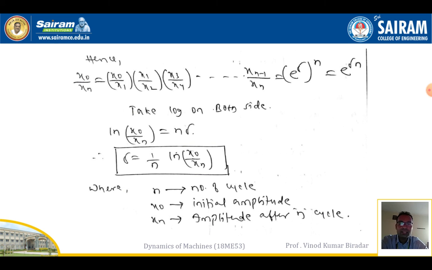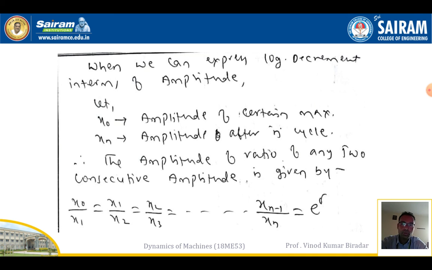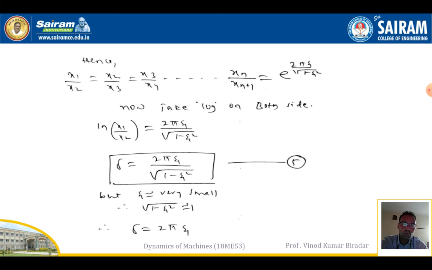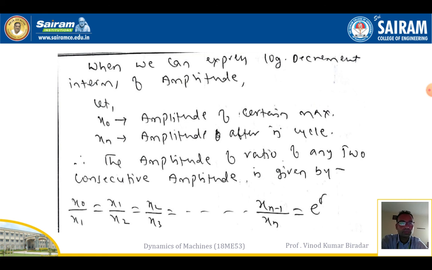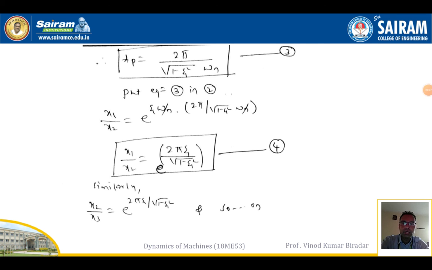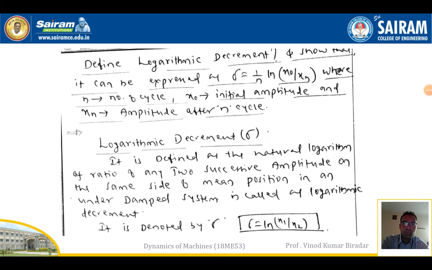Here n is the number of cycles, x0 is the initial amplitude, and xn is the amplitude after n cycles. Sometimes they may ask you up to this, or sometimes up to delta is equal to 2 pi zeta divided by square root of 1 minus zeta square. All are equations of the logarithmic decrement only. As per the given data in the problem, we are going to use the formula. I hope you understand this derivation, and it is very important from the point of view of the examination.